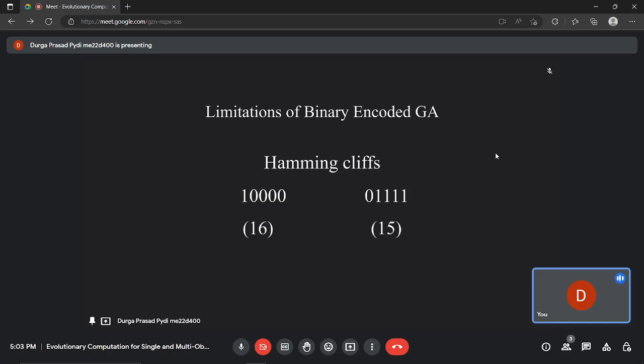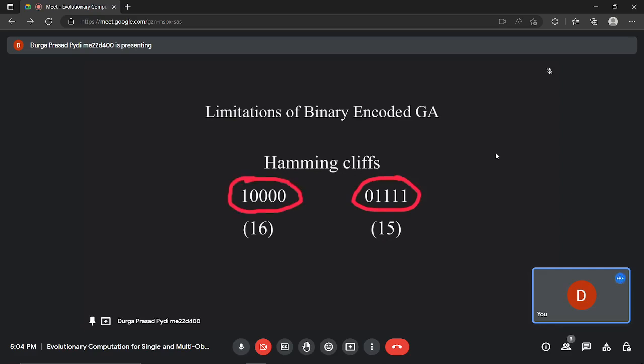So when we look at this Hamming cliff, when you see two different strings, say 16 and 15, the ones shown on the screen, 16 and 15 differ by a unit step, but when you convert to binary format, you have to change all the bits over here. All these bits have to be interchanged to get this particular value.